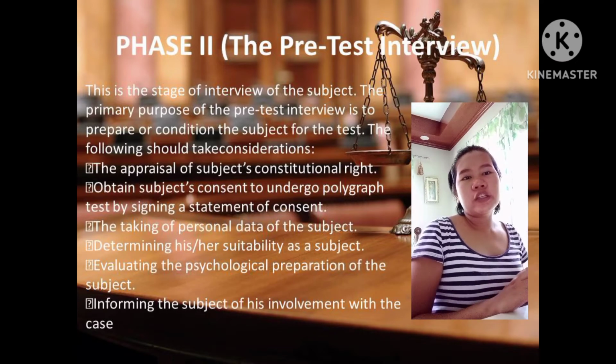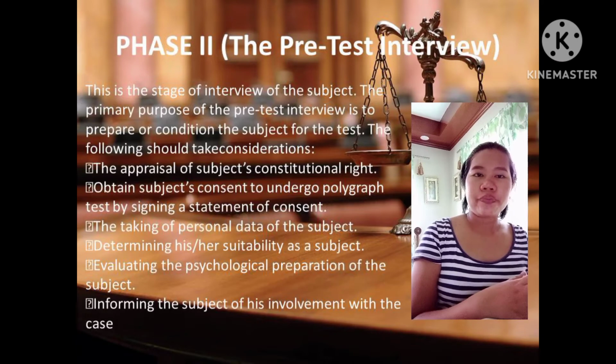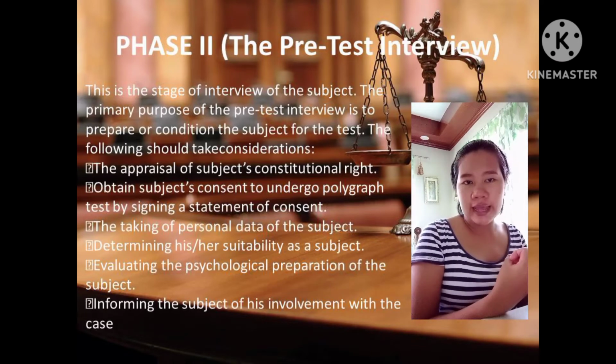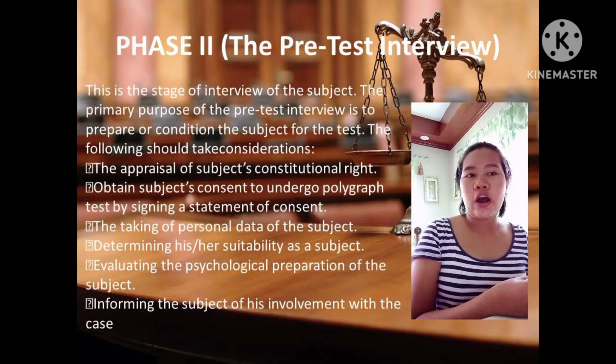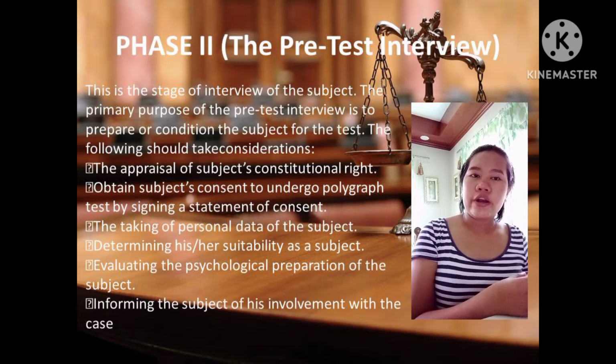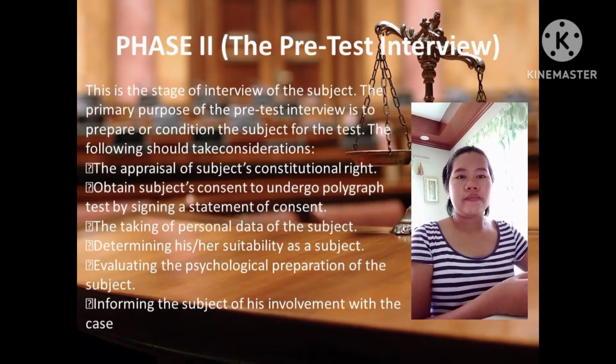The following rights of the subject must be informed clearly to her or to him. Those are the right to remain silent, anything he or she says may be used in favor or against him or her, the right to have a lawyer of his or her own choice, and the right to refuse.